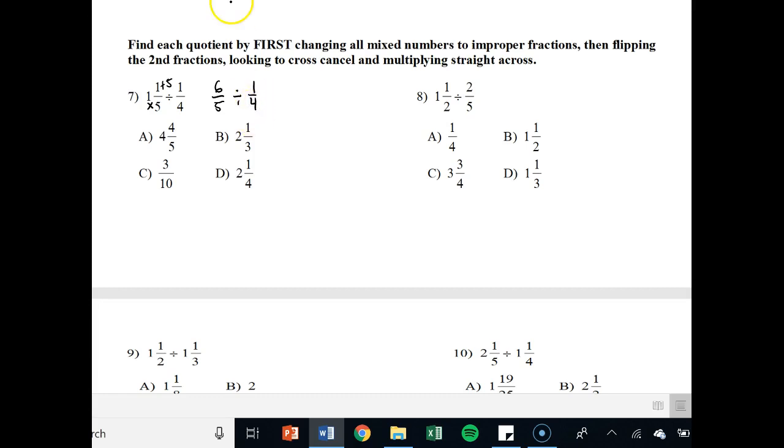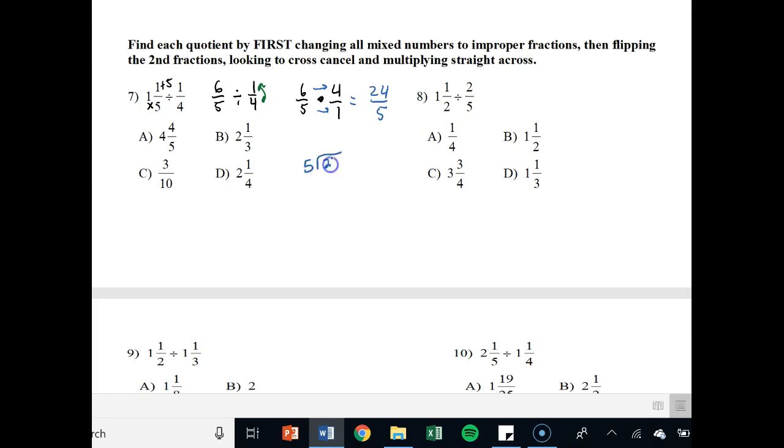Notice I didn't change or flip anything yet. Now I'm going to flip, and I'm going to rewrite the problem: 6 over 5 times 4 over 1. Alright? So I look to see if I can cross cancel anything between 6 and 1, 5 and 4. There's nothing bigger than 1 in those pairs that I can divide them by, so my answer, straight across, I get 24 over 5. Obviously 24 over 5 isn't there because it's improper.